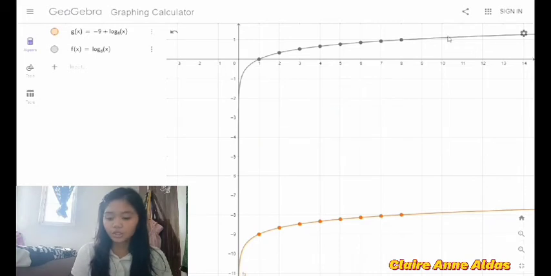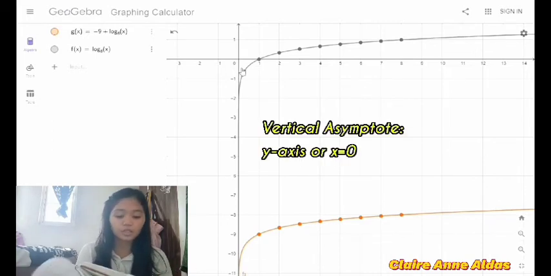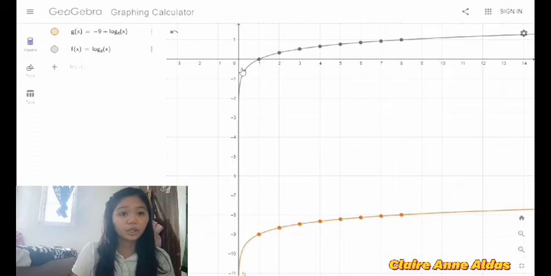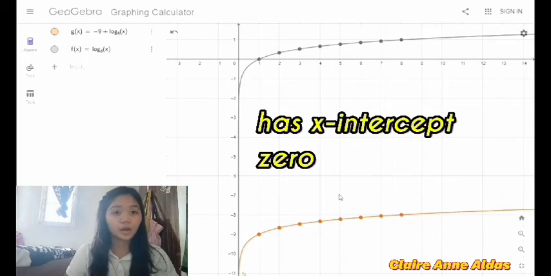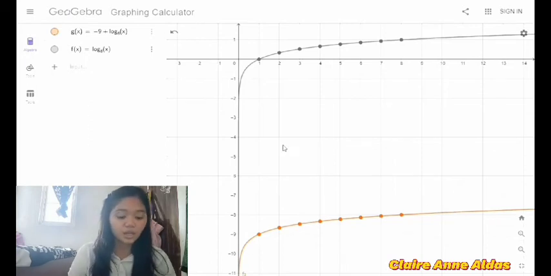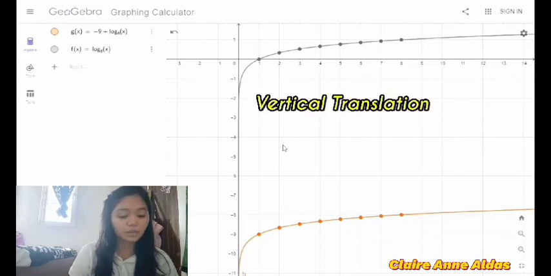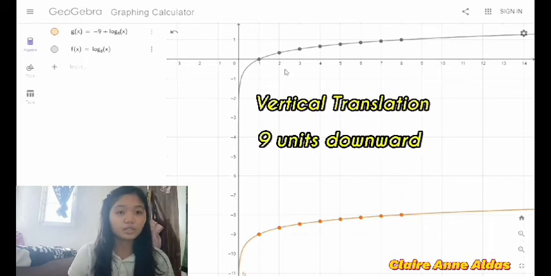Since this is a logarithmic function, it doesn't have a horizontal asymptote but has a vertical asymptote, which can be seen on the y-axis, or x equals 0. It may not be seen here, but it has an x-intercept at 0 since the graph will extend all the way through. Since the negative sign is not in the logarithm nor the x, there is a vertical translation. The graph of negative 9 plus logarithm base 8 of x shifts the graph of f of x equals logarithm base 8 of x 9 units downward.